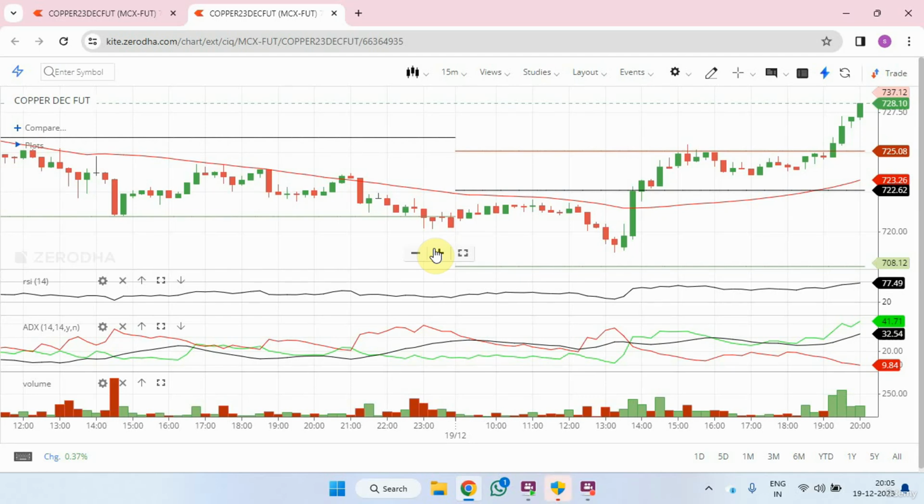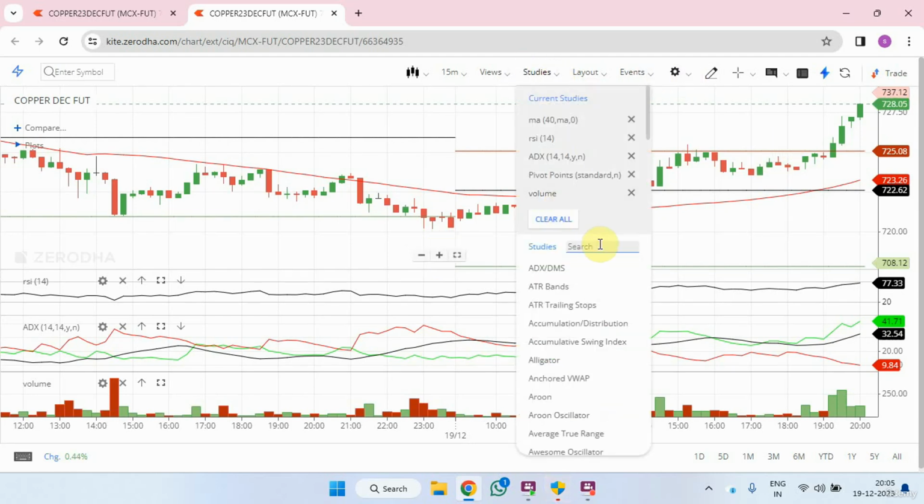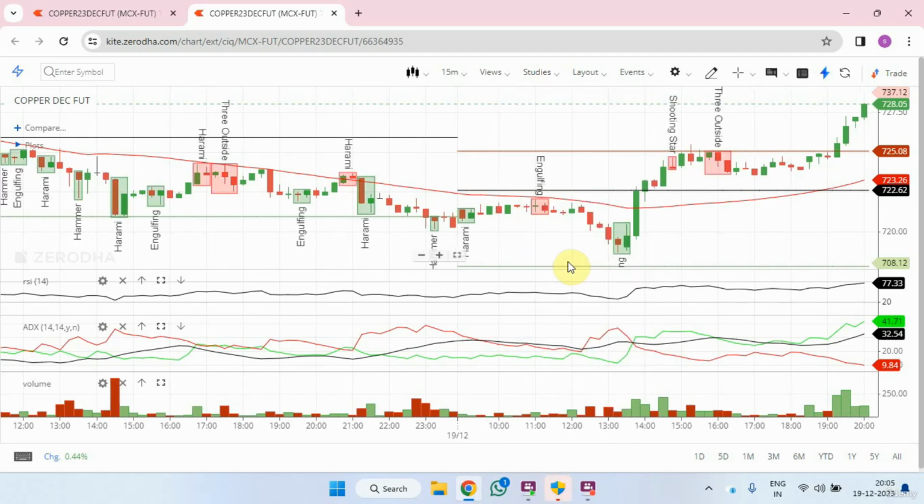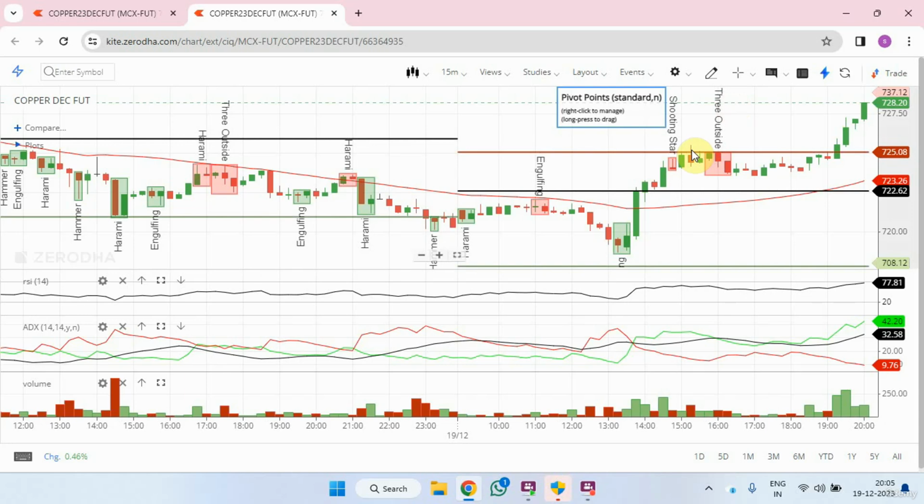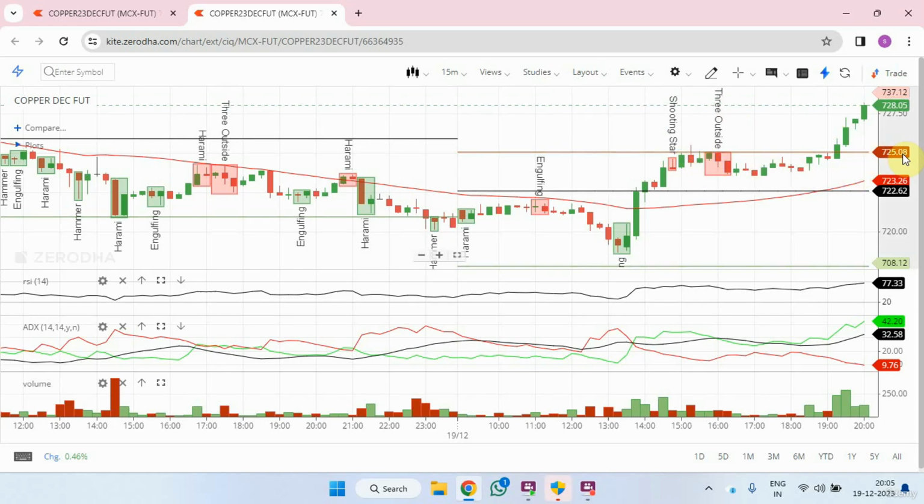And you see the momentum is still going on. One more indicator, if I add a candlestick pattern indicator, you see here there was a resistance, a three outside pattern. Once this resistance at 725 is broken, this becomes support, and the new resistance will be after that.